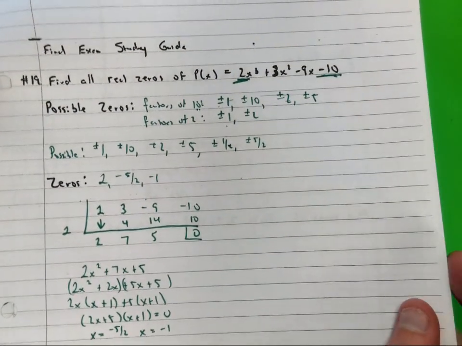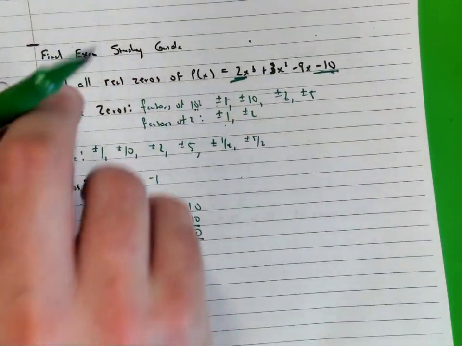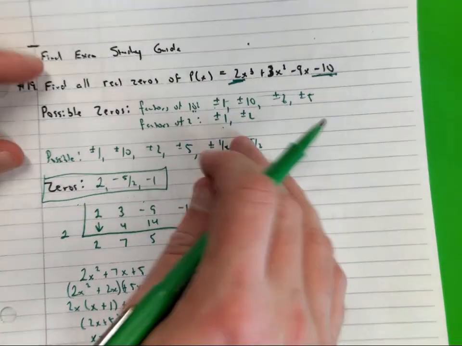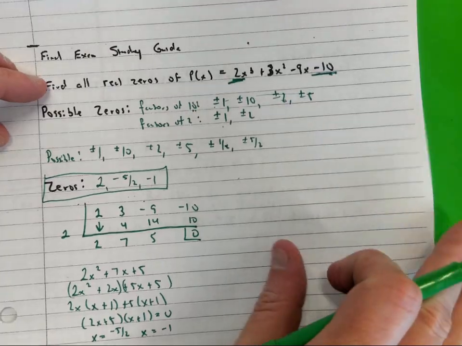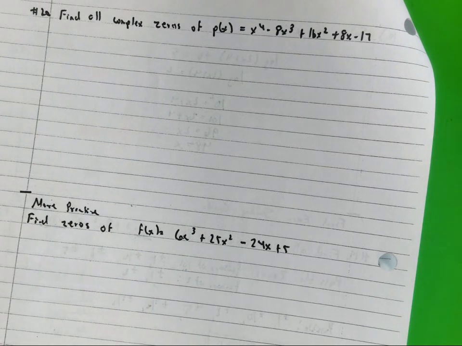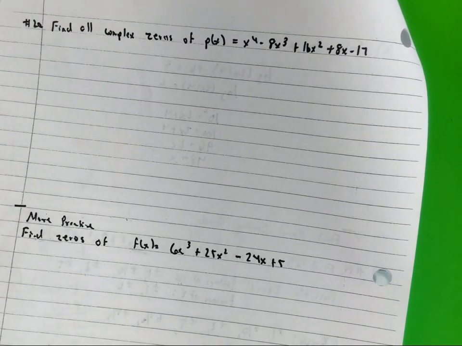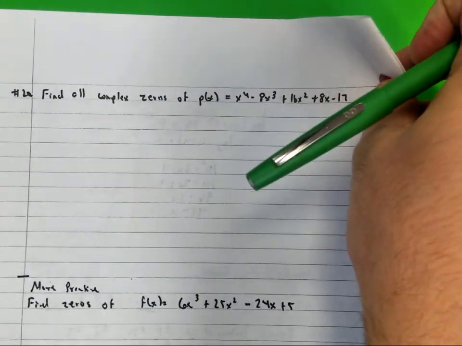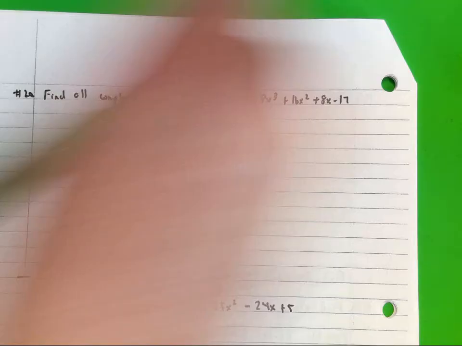Negative 5 halves, negative 1, right here. Now, I'm not going to list the possible zeros on next. Well, yeah, I will, just for us to practice. Well, no, because we only have to list possible zeros if it literally tells us to, and it's going to say the word possible. Alright, on number 20.